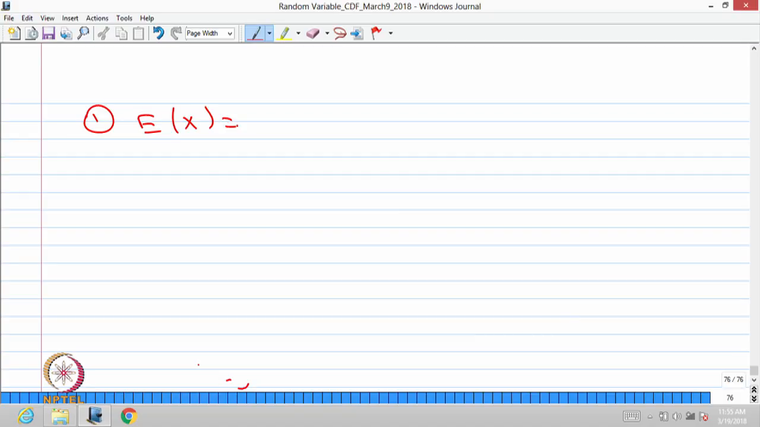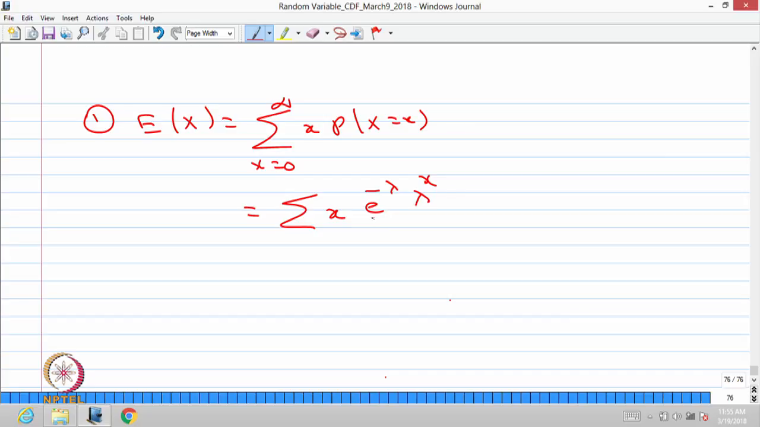One can get the mean for Poisson distribution, that is nothing but summation of x times probability of X equal to x, where x takes a value 0 to infinity. This is x times e power minus lambda, lambda power x by x factorial, where x takes a value 0 to infinity. X factorial and x cancel, so you will get x minus 1 factorial. You can take 1 lambda outside and the remaining quantity becomes 1. Therefore, the mean is going to be lambda.